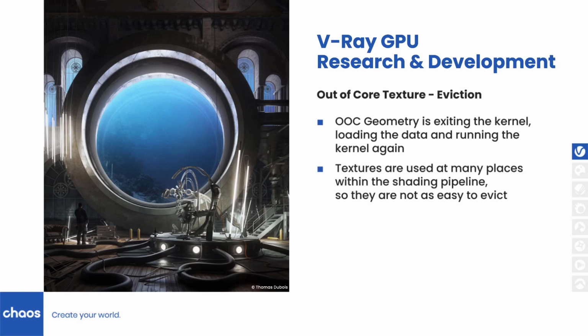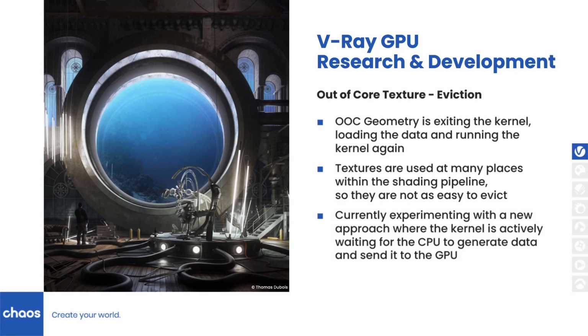However, textures are used at many places within our shading pipeline, so it is very difficult to make the shading kernel reentrant. So it is not possible for us to just exit the kernel, load the data, and call the kernel again, as a lot of heavy calculations would need to be done again, which is not desirable. So we have started experimenting with a new approach where, while we are inside the shading pipeline and we encounter a missing texture, we make a request for it on the CPU, and we start waiting for the CPU to load the data, actively on the GPU itself using atomic functions.